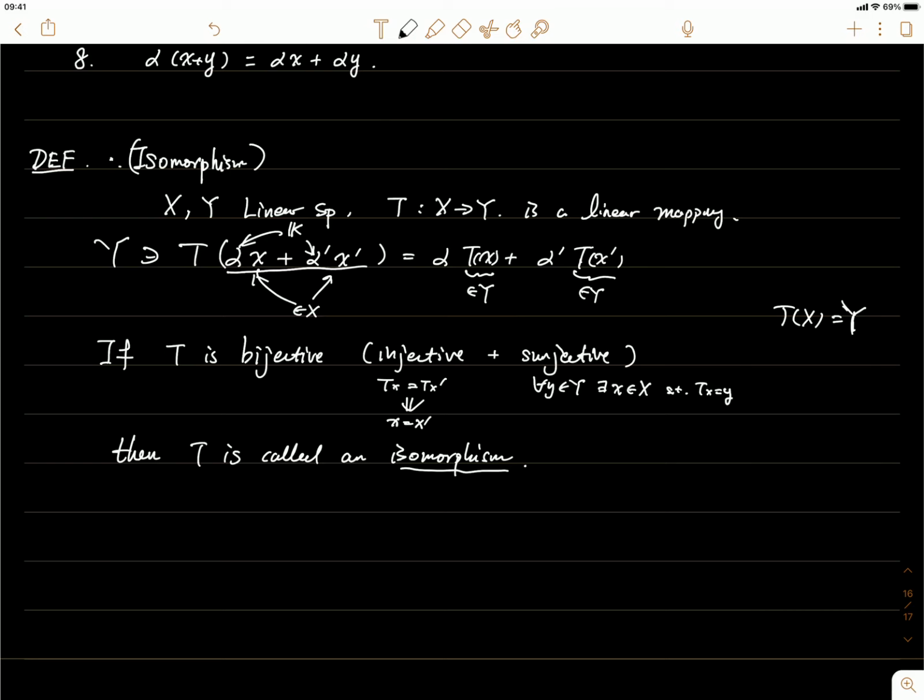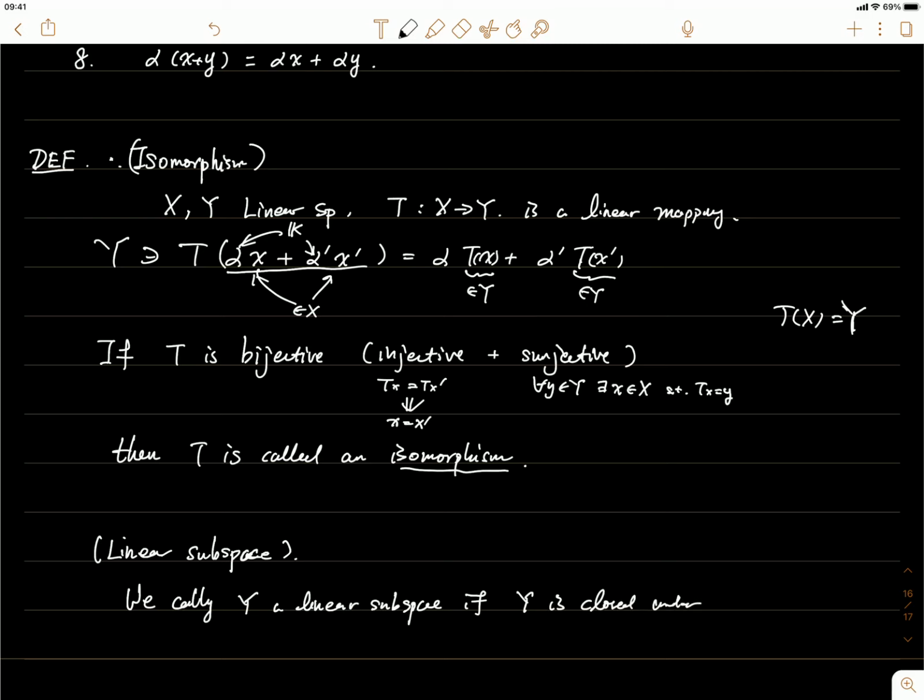Okay. Linear subspace. Okay, we call Y a linear subspace if Y is closed under summation and scalar multiplication.